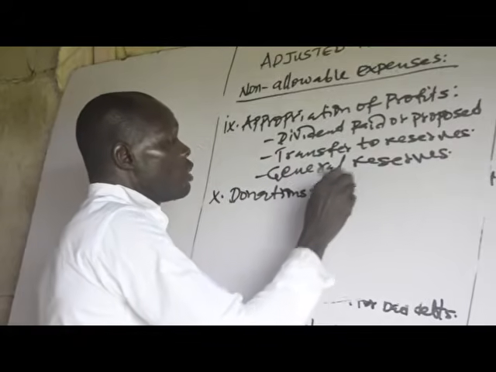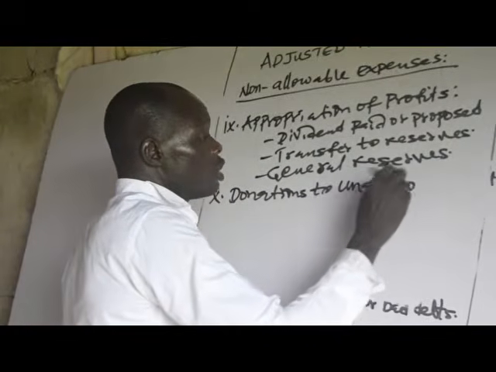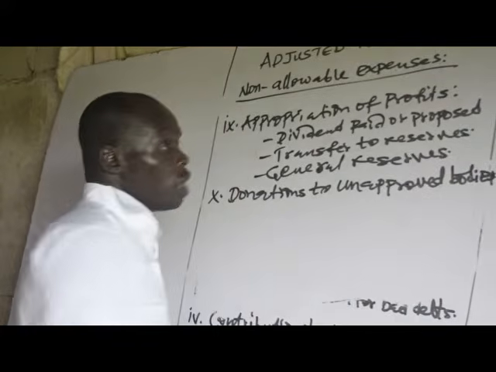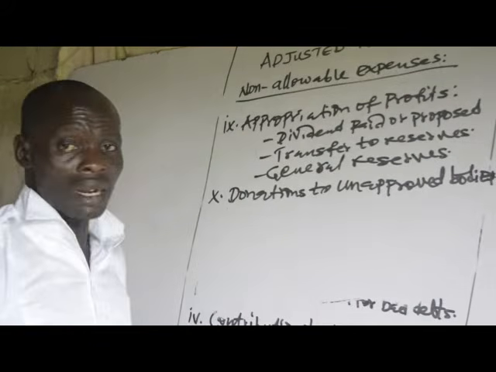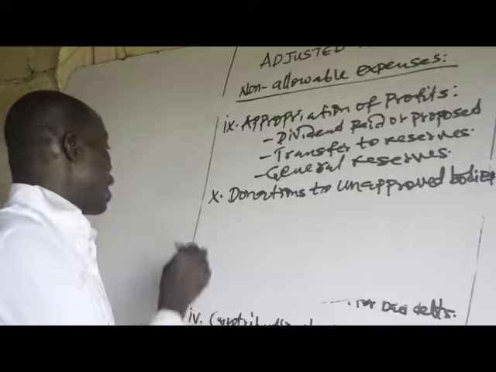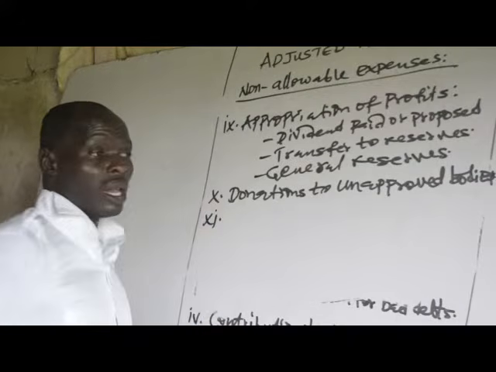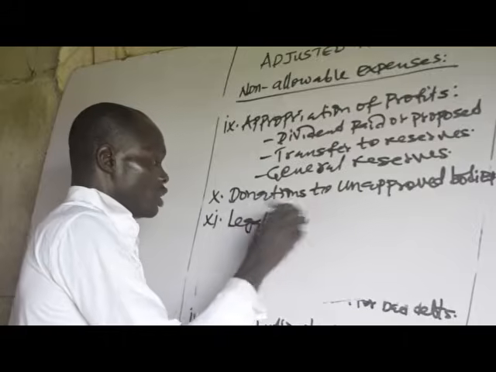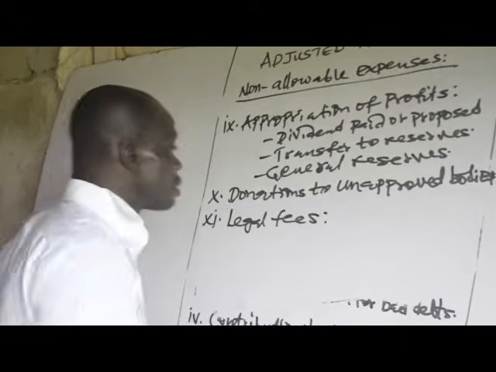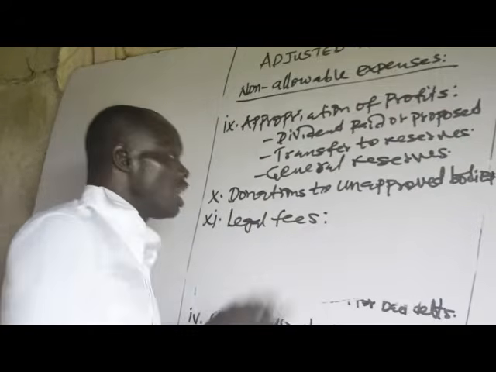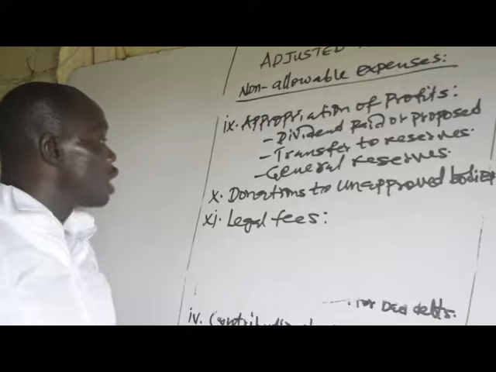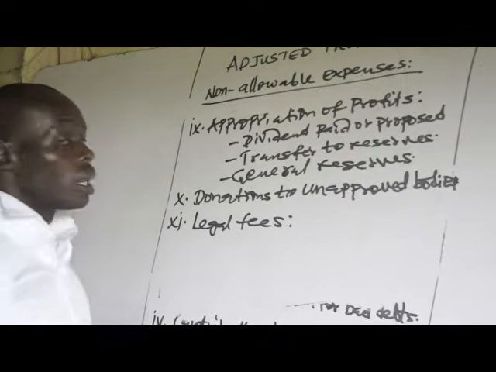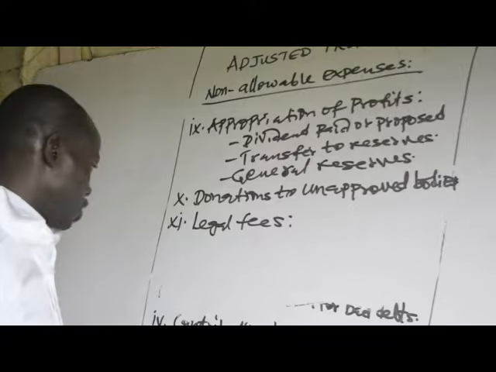to unapproved bodies. Donations to unapproved bodies are not allowable for tax purpose. Number 11, we have legal fees. Please, to learn more on donation to unapproved body, go through your study text and find out the list of the approved bodies.